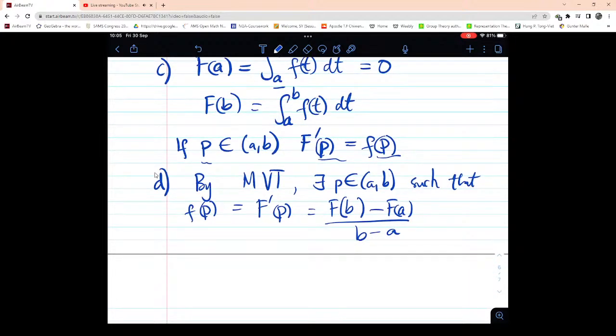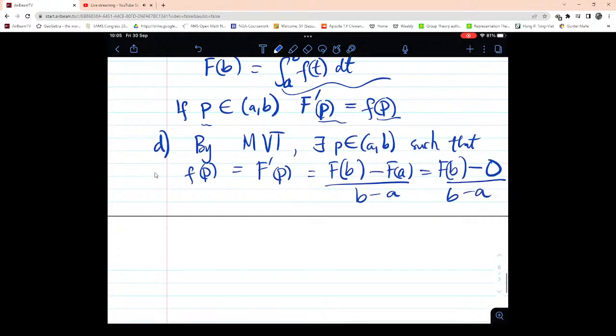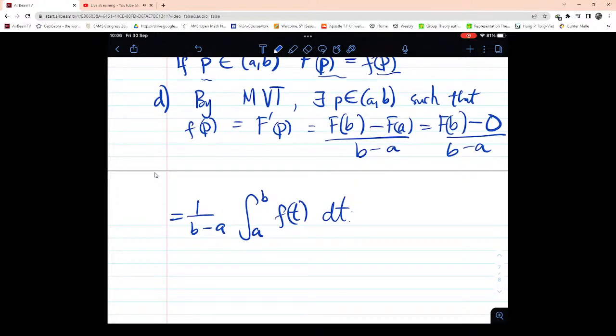And we know that this is F of B, which is what we have there, minus 0, which is what we have there, over B minus A. And if we rewrite that, that's just 1 over B minus A, the integral from A to B of f of t dt. And that is the end of our proof. So we've used the MVT to find this integral version of it.